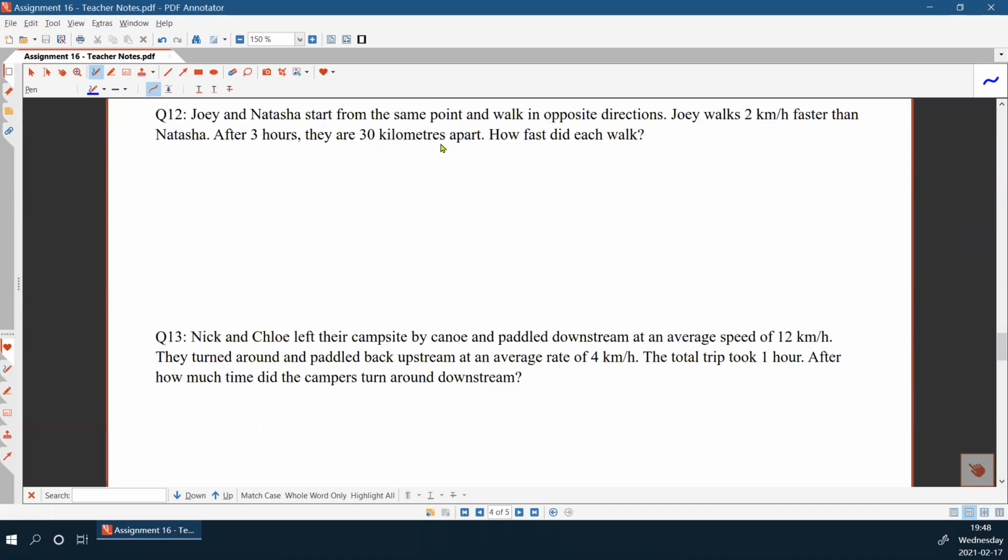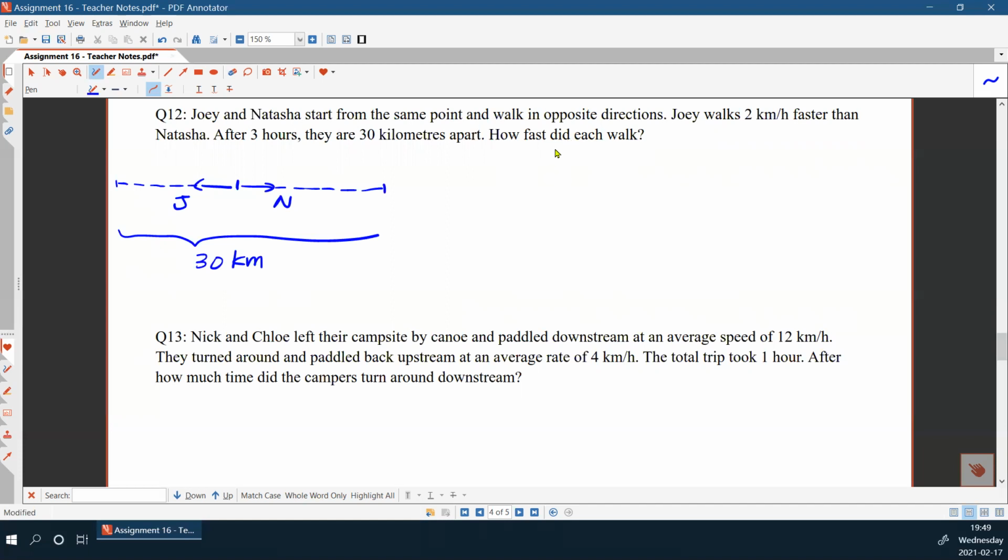Joey and Natasha start from the same point and walk in opposite directions. Okay, this time they start at the same time and they walk in opposite directions. So suppose this is Joey and this is Natasha. Joey walks 2 kilometers per hour faster than Natasha. After 3 hours, they are 30 kilometers apart. So here, after 3 hours, they are 30 kilometers apart.